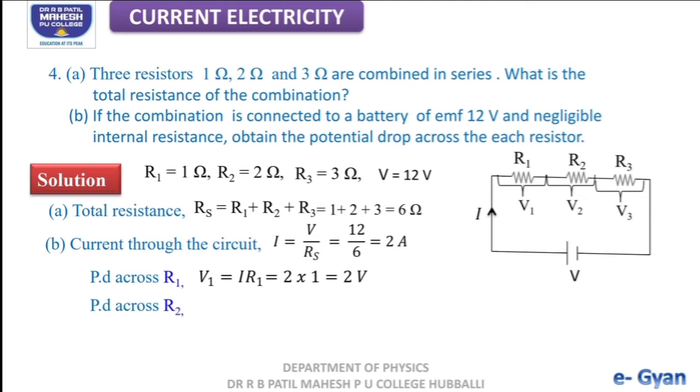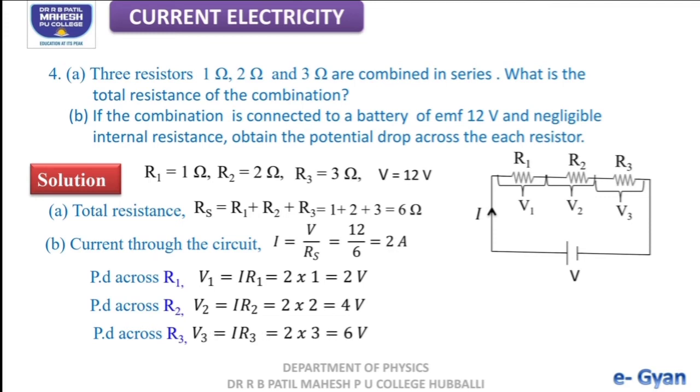Potential drop across R2, that is across 2 ohm, is given by V2 is equal to I into R2, that is equal to 2 into 2 is equal to 4 volt. Potential drop across 2 ohm resistor is 4 volt. Next, potential drop across R3, that is across 3 ohm resistor, is given by V3 equal to I into R3, that is equal to 2 into 3, that is equal to 6 volt. Potential drop across R3 is equal to 6 volt.